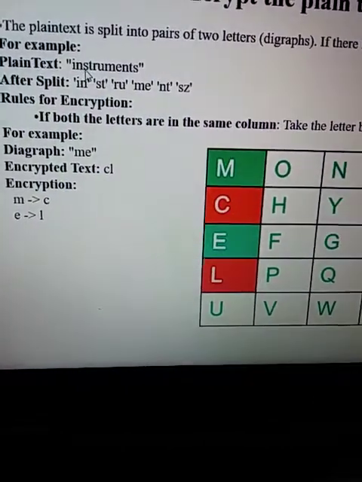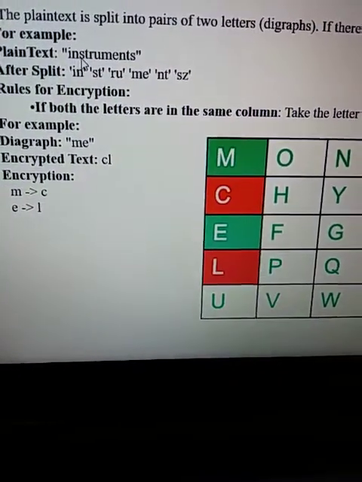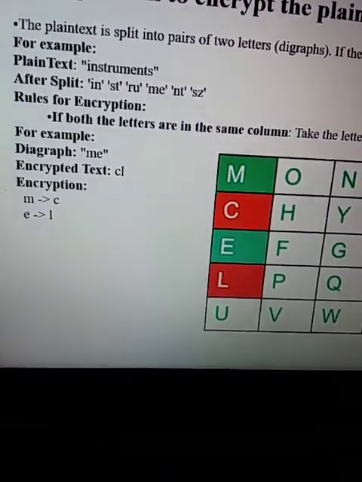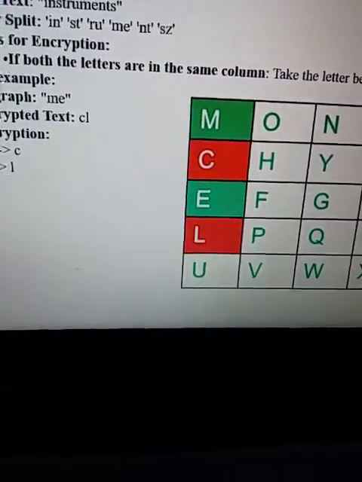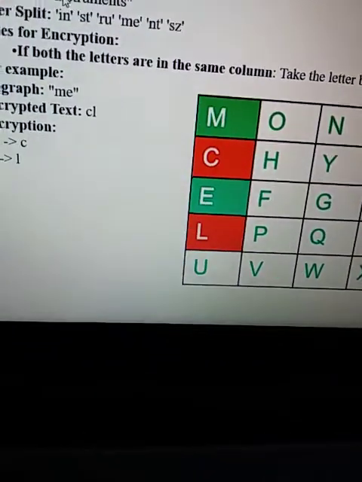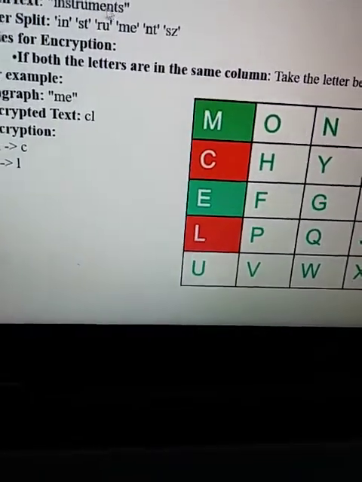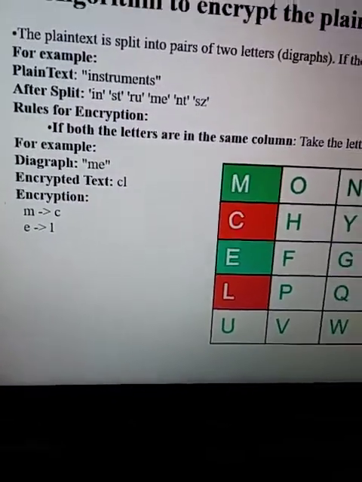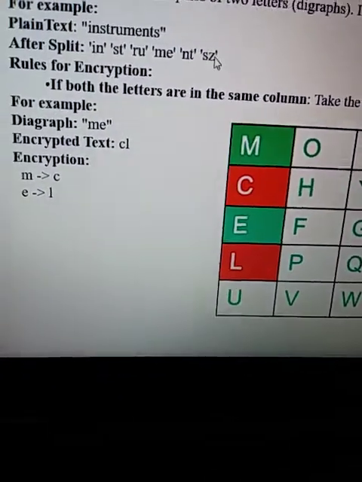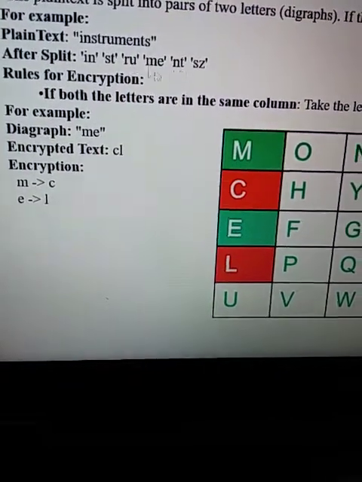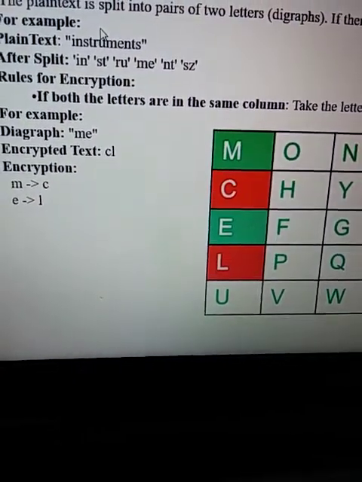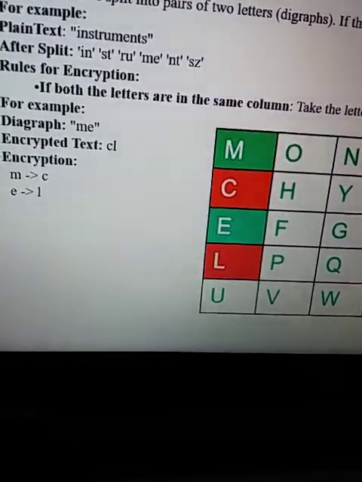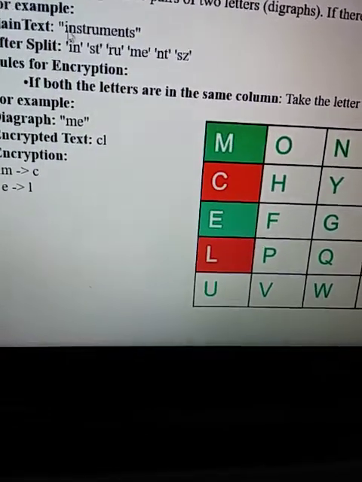So here we group the plain text into sets of two letters. IN is one pair, and the remaining pairs are ST, RU, ME, NT, S. Only one letter remains at last. If any letter remains like that, Z is to be added at the end to make a pair. We have to pair the plain text first of all. That is the first thing. And now we are going to work with this IN. So these are the pairs we have formed.